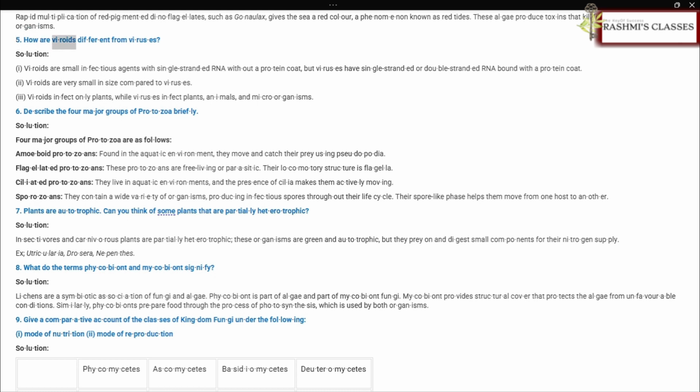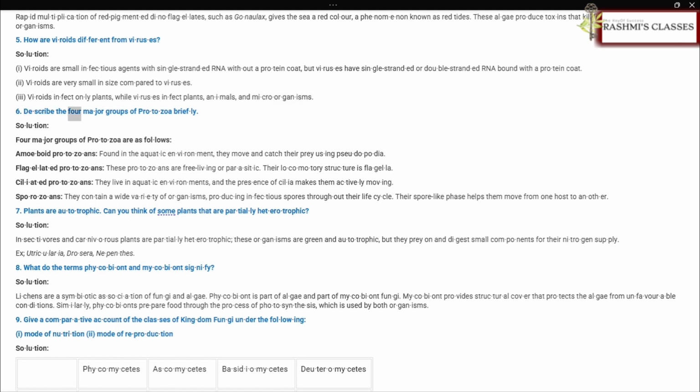5. How are viroids different from viruses? Solution. 1. Viroids are small infectious agents with single-stranded RNA without a protein coat, but viruses have single-stranded or double-stranded RNA bound with a protein coat. 2. Viroids are very small in size compared to viruses. 3. Viroids infect only plants, while viruses infect plants, animals, and microorganisms.